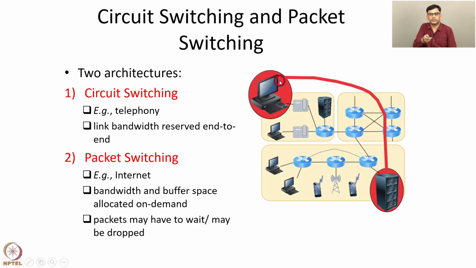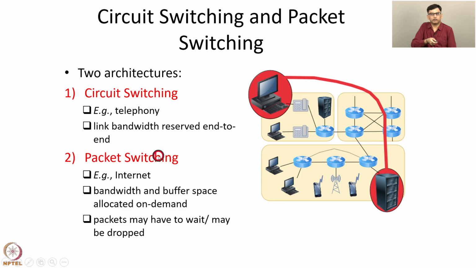Suppose data is to be exchanged between two different end systems, which are shown here by the red highlighting. So there are two architectures that can be used to accomplish this. One is circuit switching, which is used in telephony, and the other is packet switching, used in the internet. In the case of circuit switching, link bandwidth is reserved end-to-end. That is the necessary bandwidth that will be required for a particular call is reserved end to end. So the required bandwidth is reserved on every link between the two end systems.